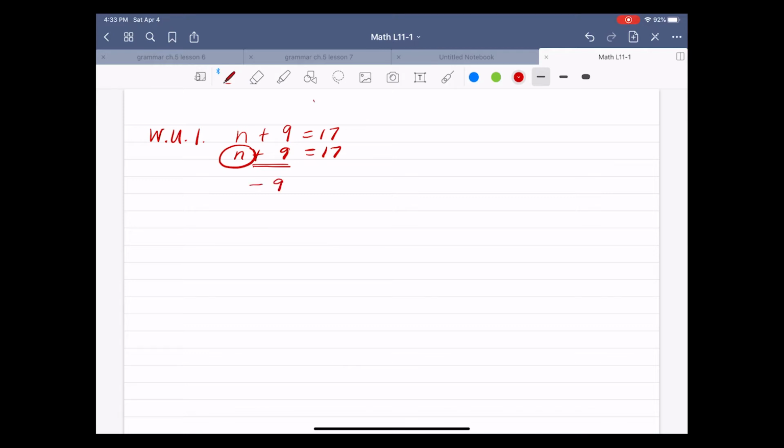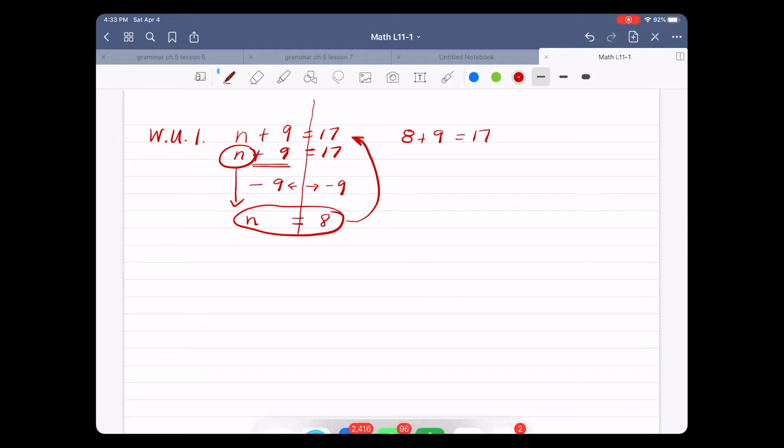And remember, the center of your equation is right here with the equal sign. If I subtract 9 from the left side, I better do it on the right side. So I'm going to subtract 9 here. And then I'm going to bring down what I have left. n equals 17 minus 9 is 8. Now I can go back up and plug this in. 8 for n: 8 plus 9 does equal 17. So we're correct. Do you remember this? I bet you do.